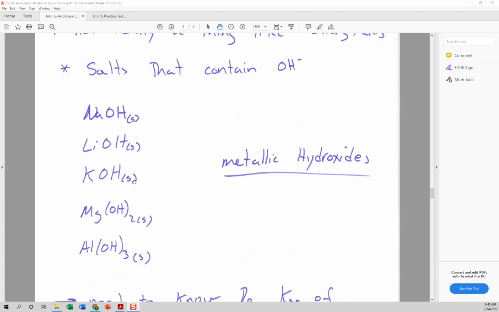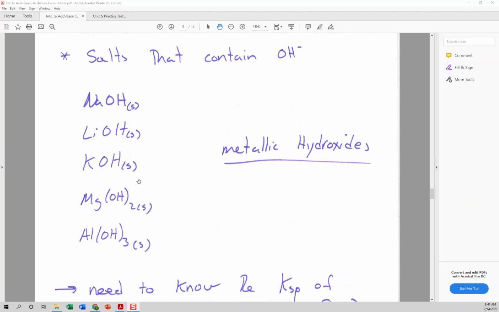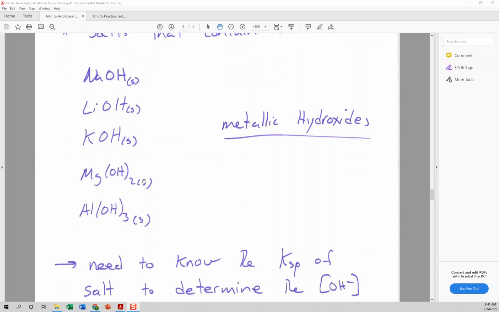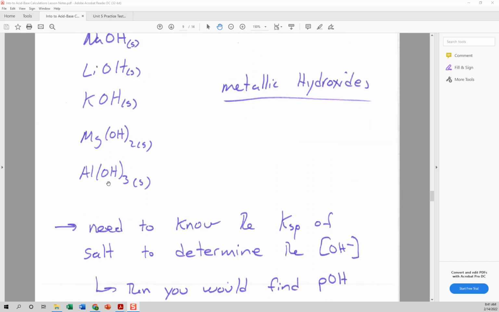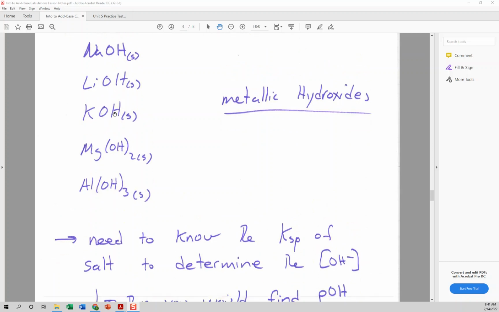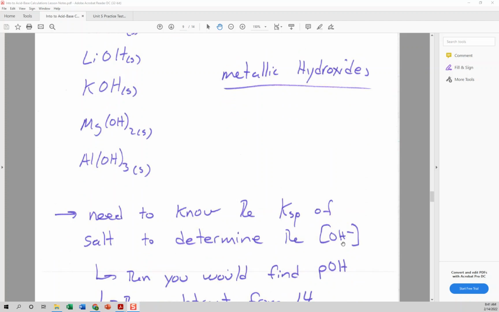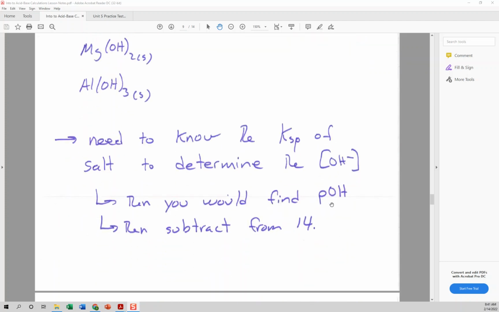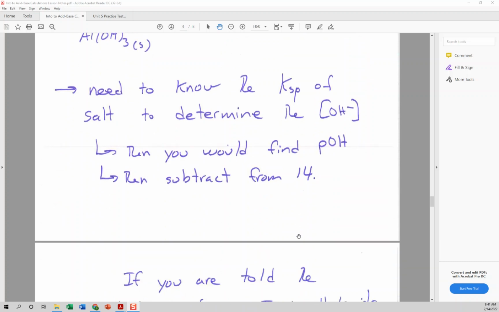So to figure out the pH of a strong base solution, you need to know the molarity of hydroxide. If you find the molarity of hydroxide, you can take the negative log of that and get the pOH, and then subtract from 14. But if you have a saturated solution of these salts, then you would need to know their Ksp values so you could figure out the hydroxide concentration when it's saturated, and then you could find the pOH and subtract from 14 to find the pH, right?